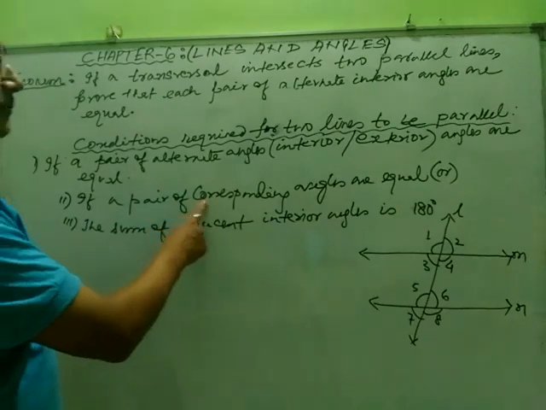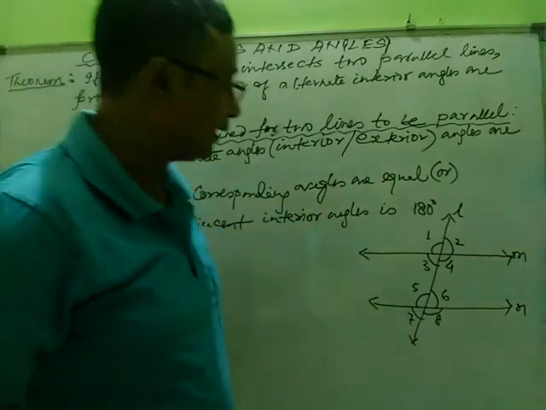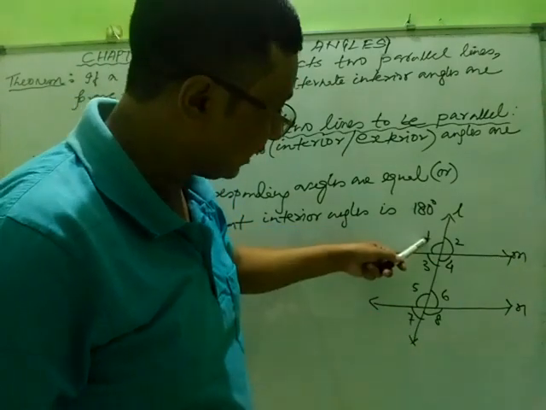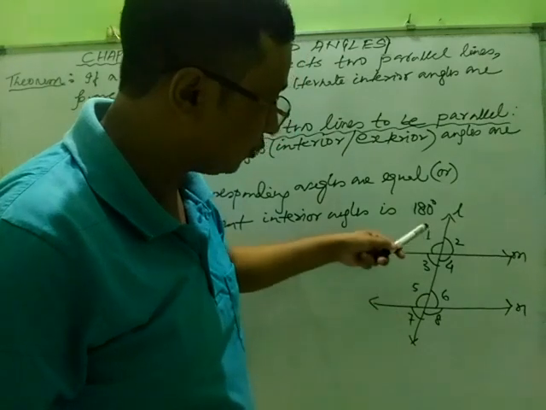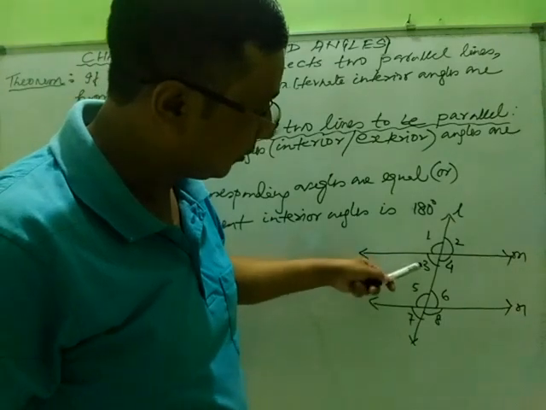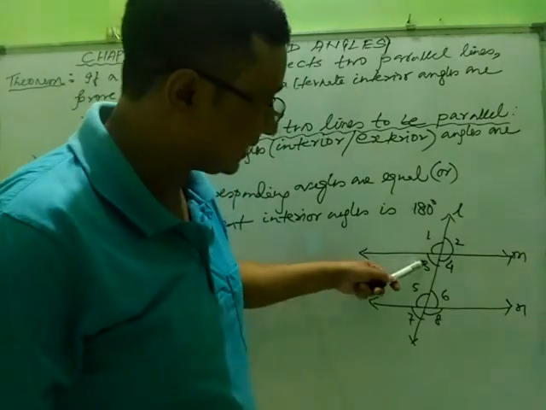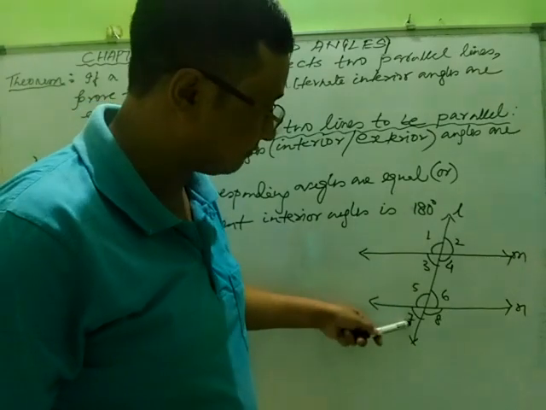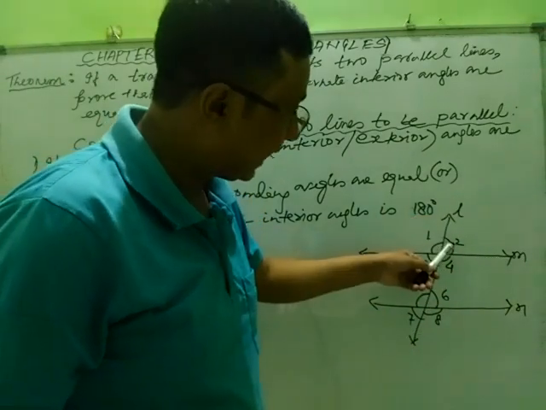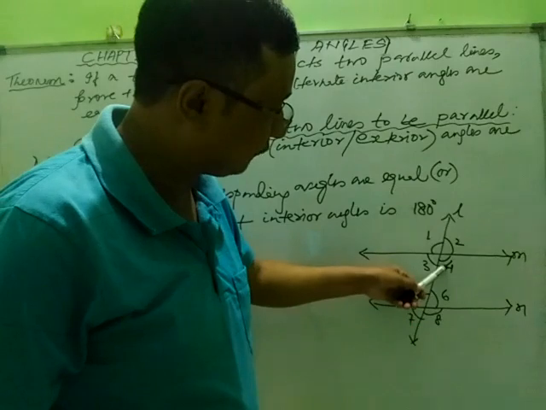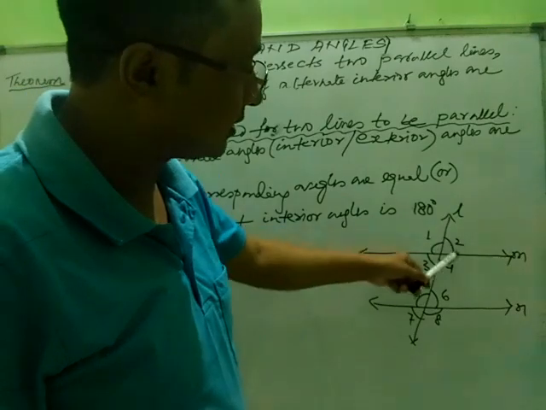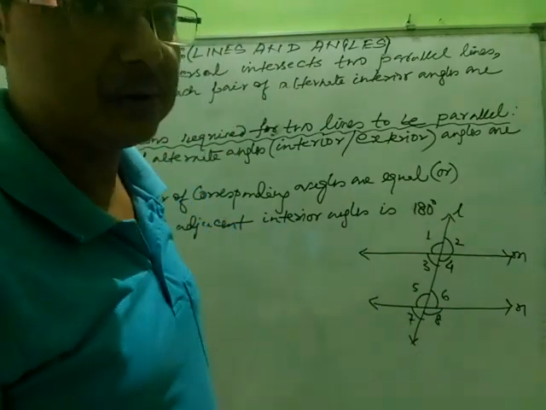Let us take a pair of corresponding angles equal. Corresponding angles should lie on the same side of this line L. That is, angle 5 equals angle 1. So 1 and 5 equal, they form a pair of corresponding angles, or angle 3 equals angle 7, they form another pair of corresponding angles. Next, on the other side of this line L, angle 2 equals angle 6, angle 4 equals angle 8. So there are four pairs of corresponding angles. If any pair of these angles are equal, then the two lines will be called parallel lines.